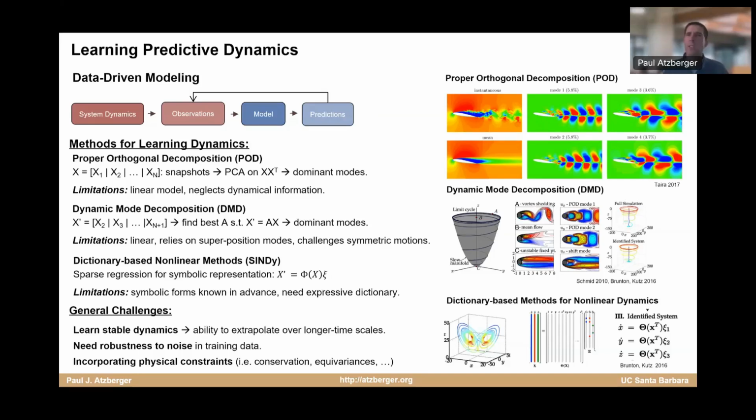Also, another challenge is incorporating prior knowledge to the extent that we can. We often know a lot about the physics of the system or other mathematical structure in the system. And so we'd also like ways of including that as inductive biases in our data-driven methods. So I'll talk a little bit about where I think there are opportunities to do that as well in some of these nonlinear approximation approaches.